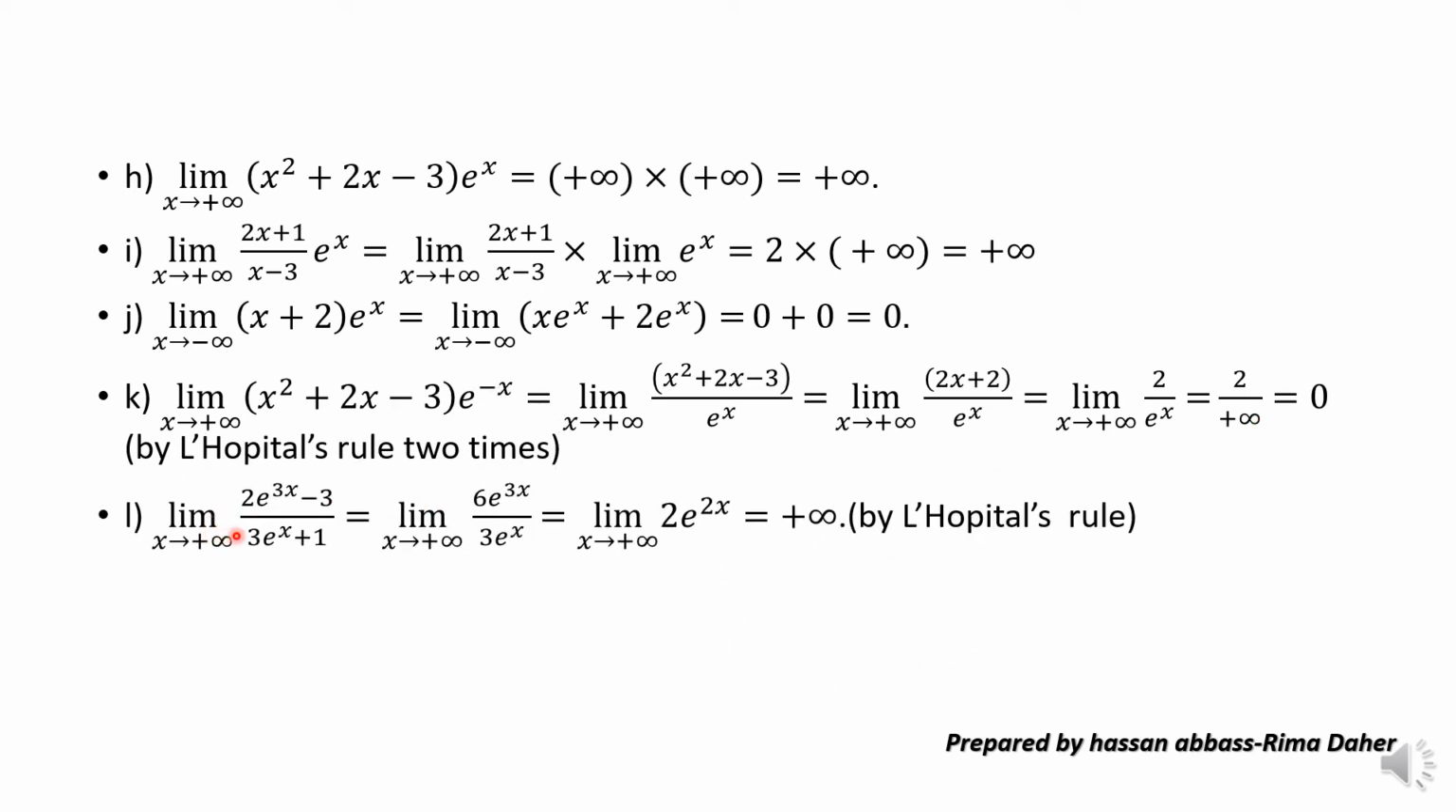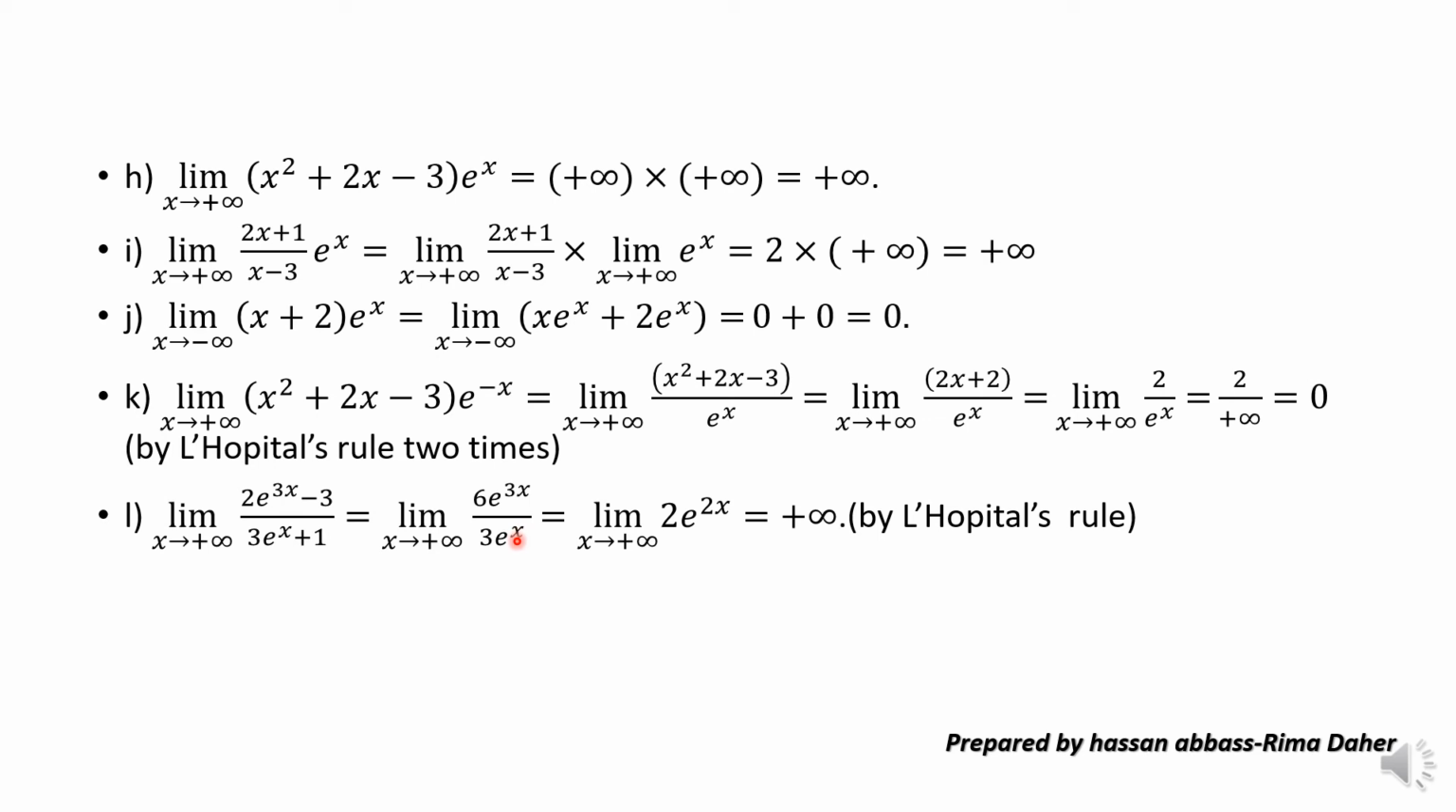Limit where x tends to plus infinity of (2 exponential 3x minus 3) over (3 exponential x plus 1). If we replace x in this value, we get plus infinity over plus infinity, and this is an indeterminate form. Then we apply L'Hôpital's rule. The derivative of 2e^(3x) minus 3 is equal to 6e^(3x), and the derivative of 3e^x plus 1 is 3e^x.